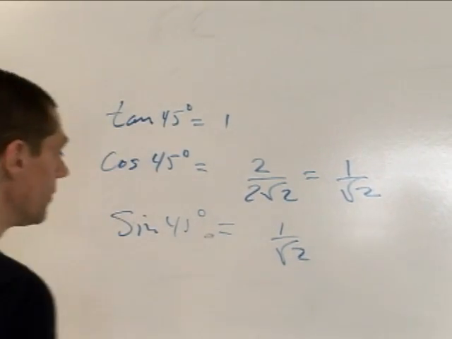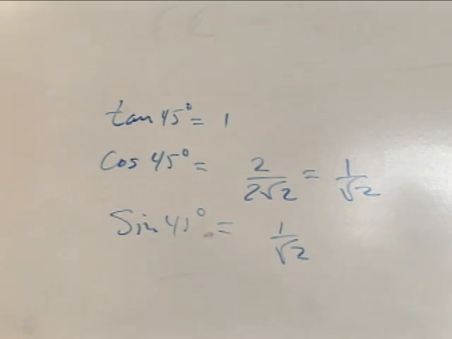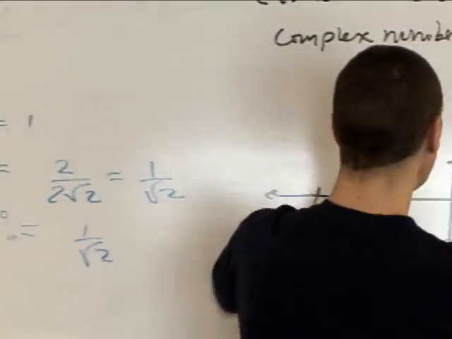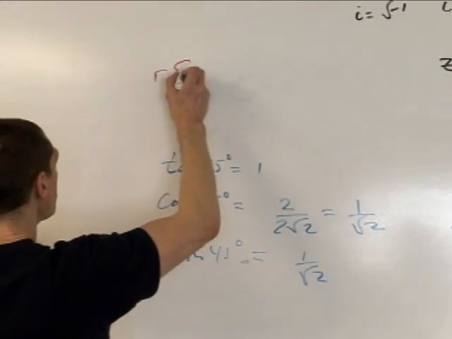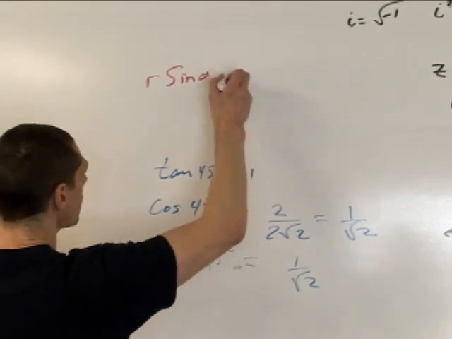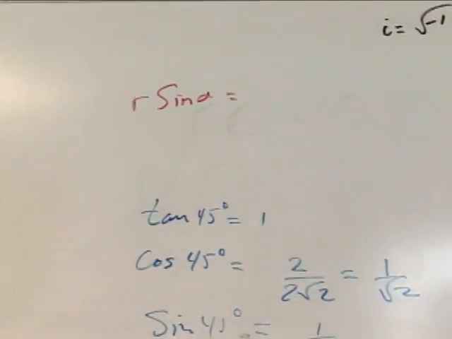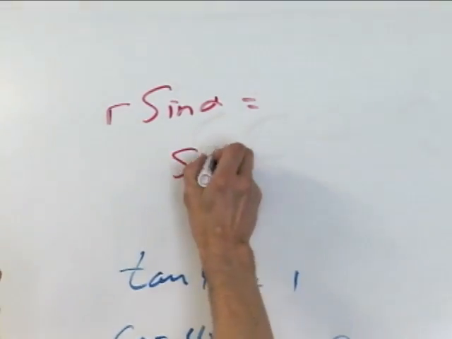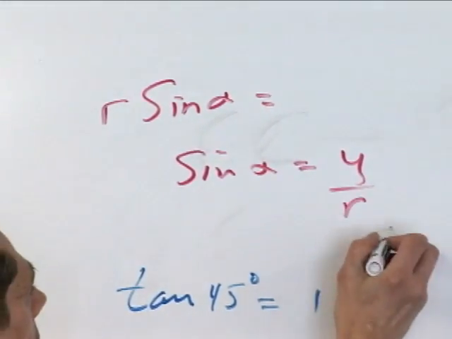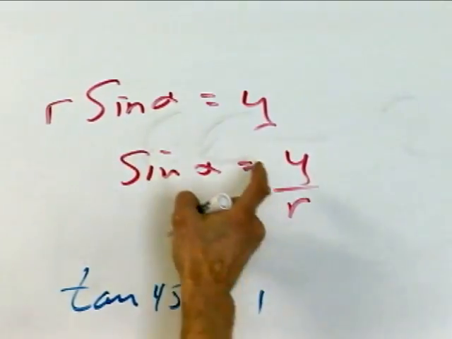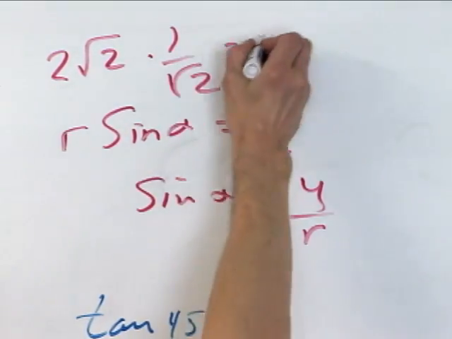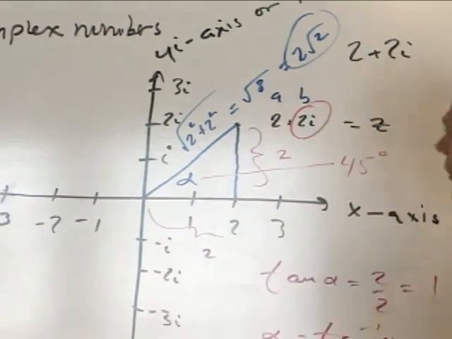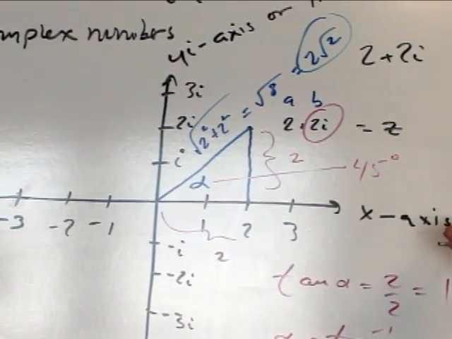Let's think about what we can do with this. If I call this r, and r is the hypotenuse, what is r sine theta equal to? Or sine alpha, sorry, we're using alpha in this. Remember that sine of alpha is equal to y divided by r, so r sine alpha equals y. In this case, r is 2 times the square root of 2. Sine alpha is 1 over the square root of 2. This is equal to 2. What did this just tell us? We just figured out what the y coordinate was, 2, and we're in the y-i axis, so it's 2i.